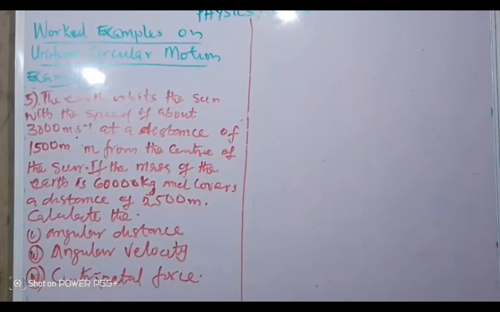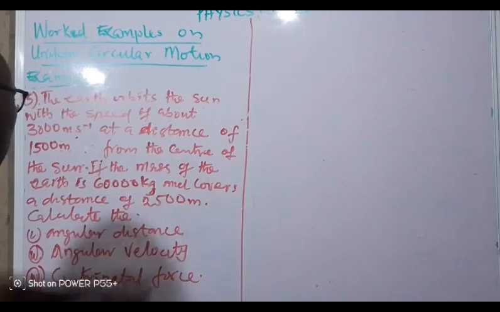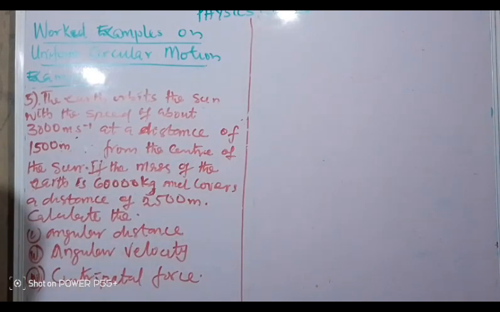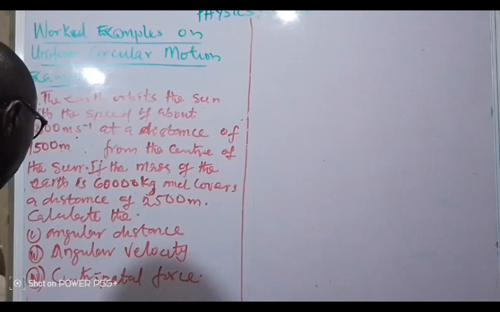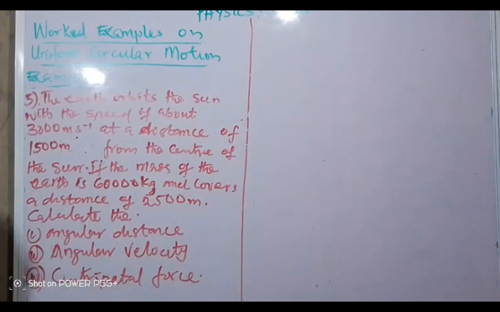The Earth orbits the Sun with the speed of about 3,000 meters per second at the distance of 1,500 meters from the center of the Sun. If the mass of the Earth is 60,000 kg, and covers a distance of 2,500 meters, calculate the 1. Angular distance, 2. Angular velocity, 3. Centripetal force.